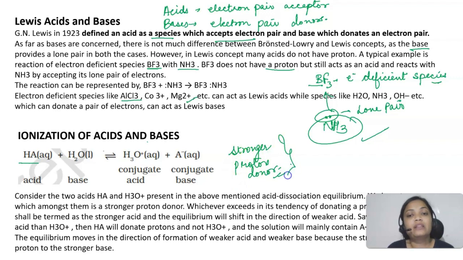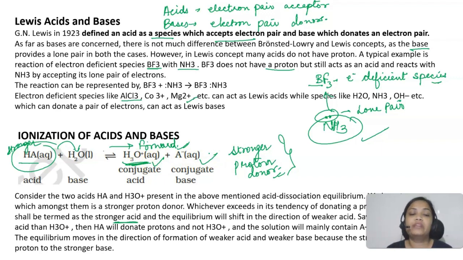The one having more tendency to donate the proton will be termed as the stronger acid. Okay, and it will dissociate, means the equilibrium will shift in the direction of the weaker acid. Let's say if HA, here we are considering HA is a stronger acid than H3O plus. So HA will have the tendency to donate protons to H2O, and H3O plus will not do it. So the reaction will proceed in the forward direction if HA is a stronger acid, and your solution will be mainly having hydronium ions and A minus ions.